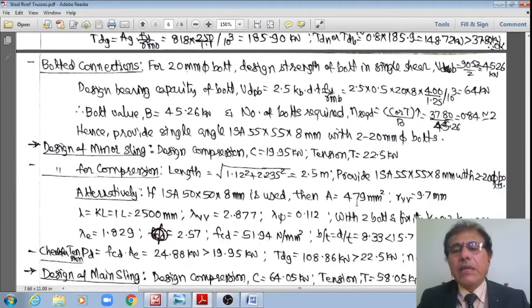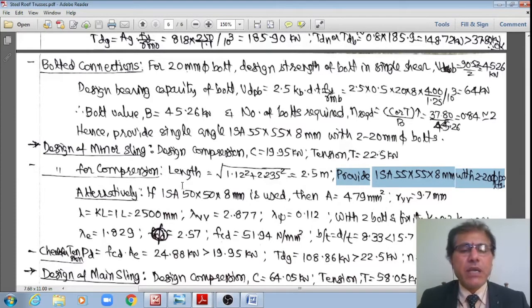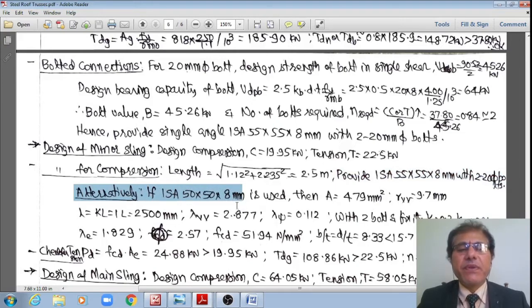Therefore I can say the same section may be provided, ISA 55 by 55 by 8 with 220 mm dia bolts, without much calculation. Or if you want to optimize, alternatively I'll try with an optimized section. Therefore I'll proceed with ISA 50 by 50 by 8.